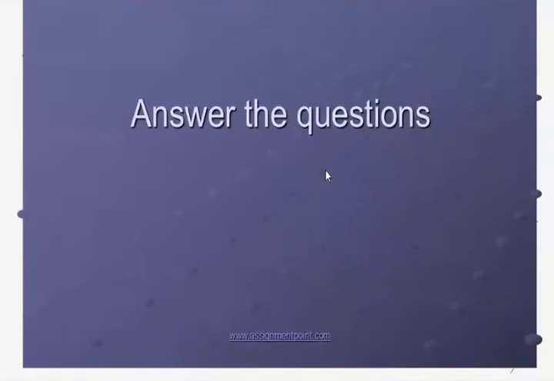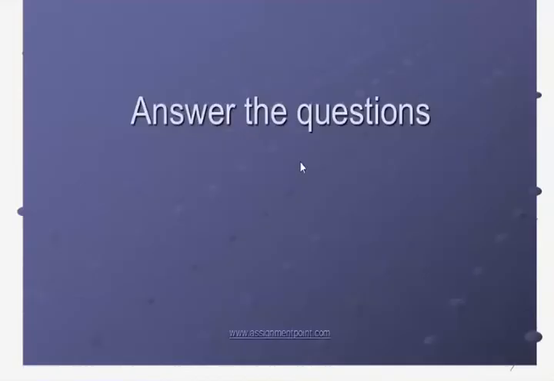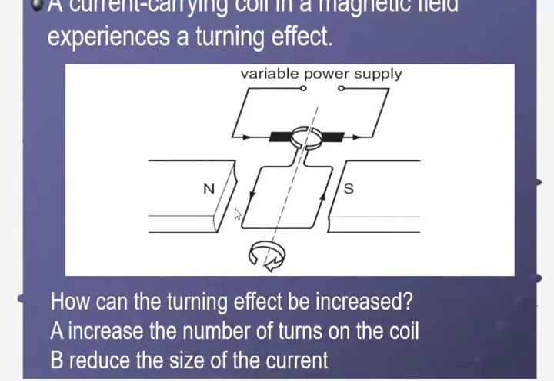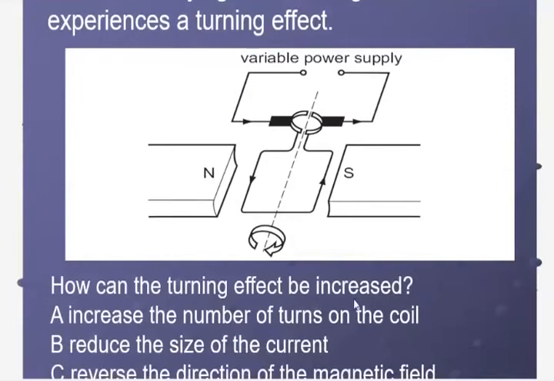Now on the basis of that lecture, you can answer these questions. A current carrying coil in a magnetic field experiences a turning effect. With a variable power supply, how can the turning effect be increased? One question: how can the turning effect be increased?